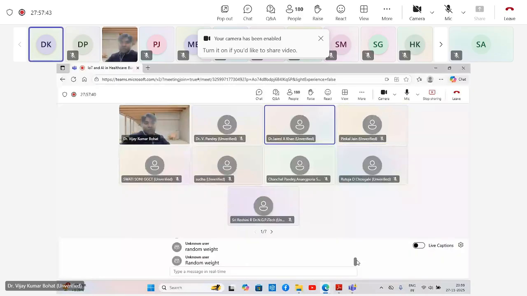Vijay sir, one more question we received in the chat box. I think the question is about random weight. So could you explain what the random weight is, so the participant will be satisfied with your answer?